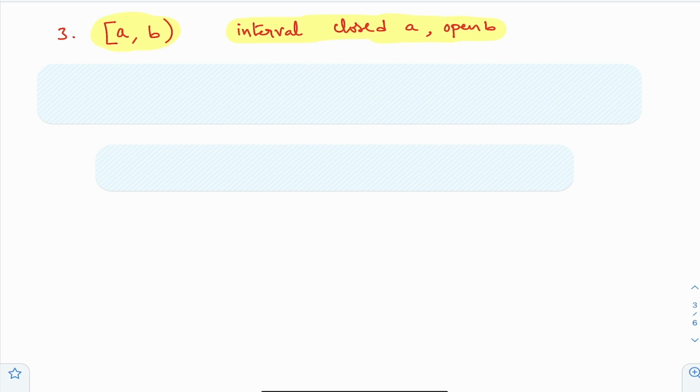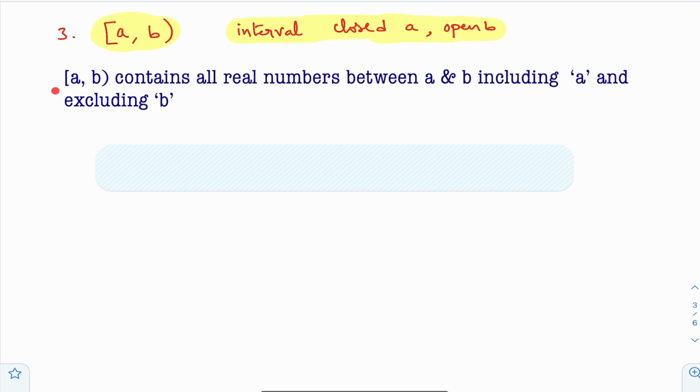What does it mean? What does it contain? The interval closed a open b contains all real numbers between a and b. You see, this dialogue is common in all these intervals: contains all real numbers between a and b. Here closed bracket is there, that's why between a and b including a. We are including a. a is present in this interval but excluding b, right? Whenever a closed bracket is there, that particular number is included. Whenever an open bracket is there, that particular number is excluded.